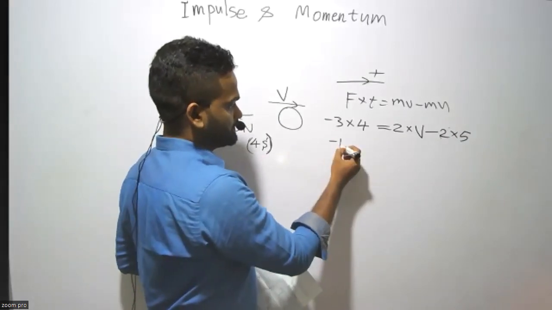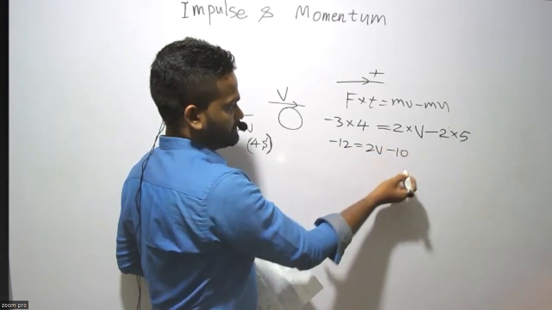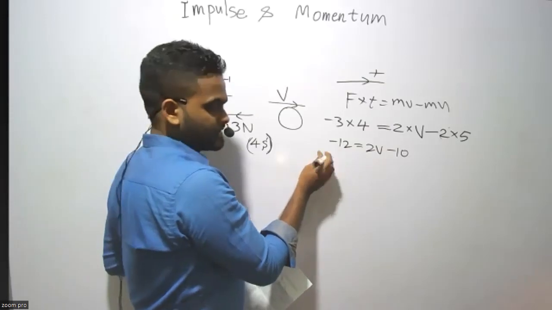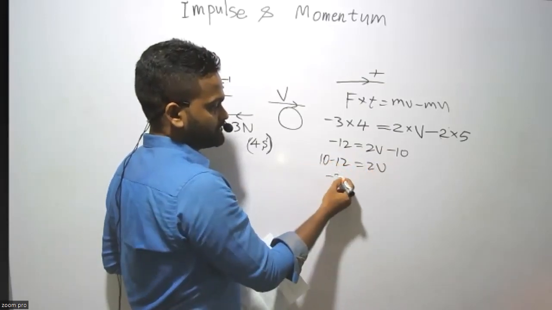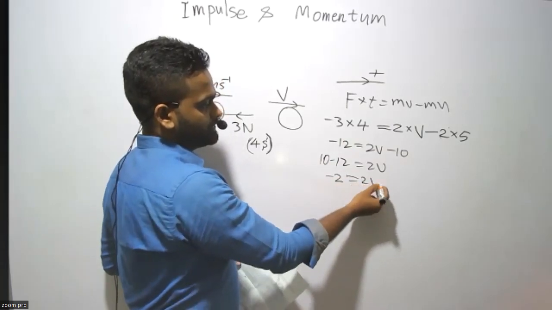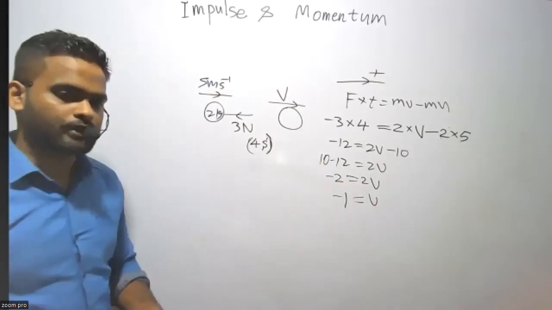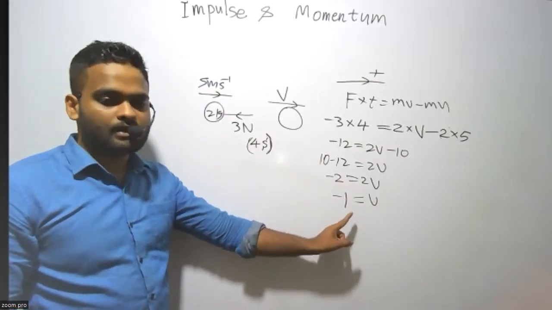We'll just simplify this. Minus 12 equals 2v minus 10. Then this minus 10 comes to the other side, becomes plus 10. Minus 12 plus 10 gives minus 2 equals 2v. So v is equal to minus 1. What does this mean? We got a minus value here. So when you get a minus value, what does it mean?